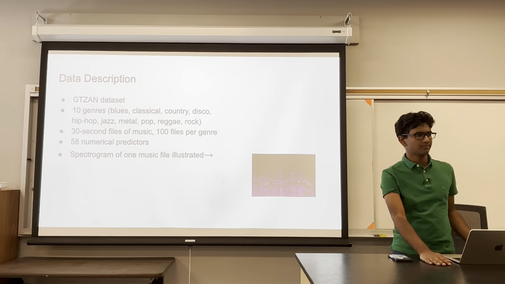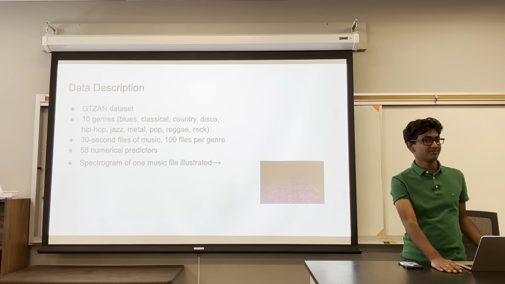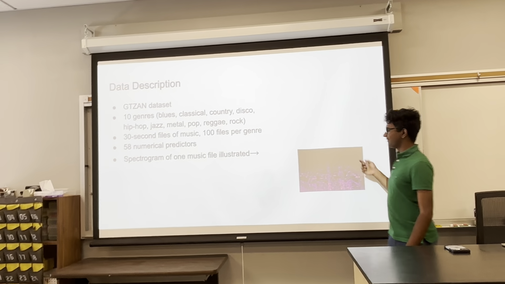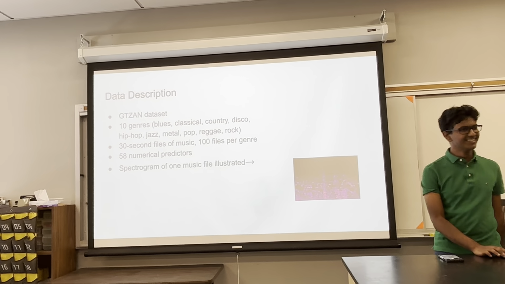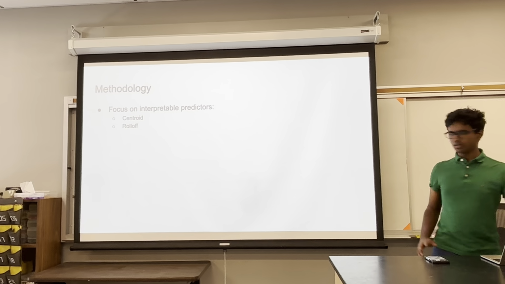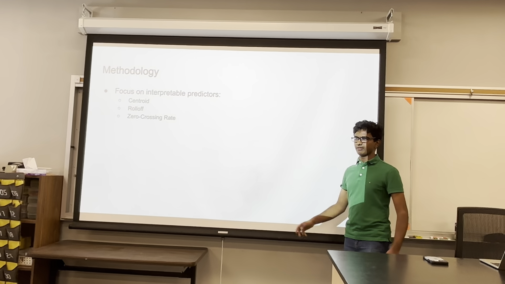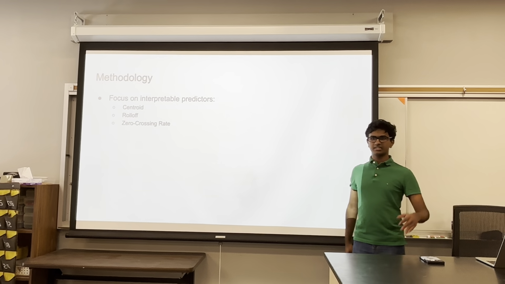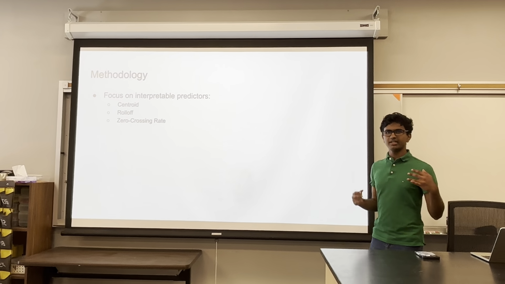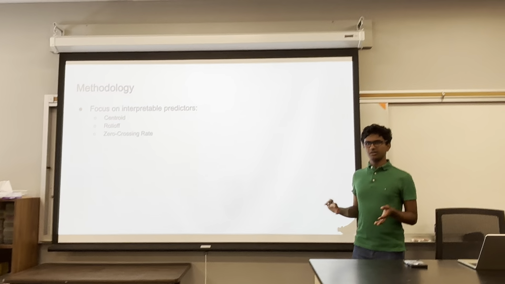Do different genres actually have distinct average roll-offs and centroids? We'll find out in the next few slides. So we looked at centroid and roll-off. Now the third predictor that I'm interested in is called the zero crossing rate. Basically, it measures something like the noise to music ratio.